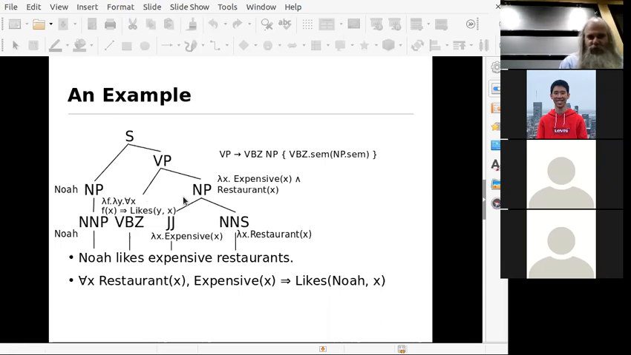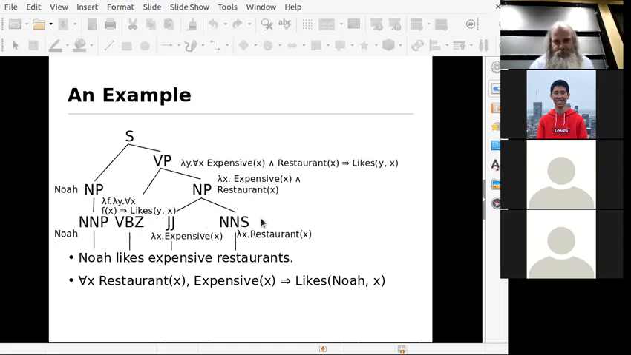What about that VP rule? The VP goes to VBZ NP, and we just say we're going to apply whatever the semantics of the VBZ is to the semantics of what the NP is. So the semantics of the VBZ is this complex lambda form here. Notice that lambda f is the top one, so effectively that f is going to get this lambda value, which we're then going to reduce to lambda y, lambda x, and that f in there is going to be replaced with all of that expression, and then we end up with something like this.